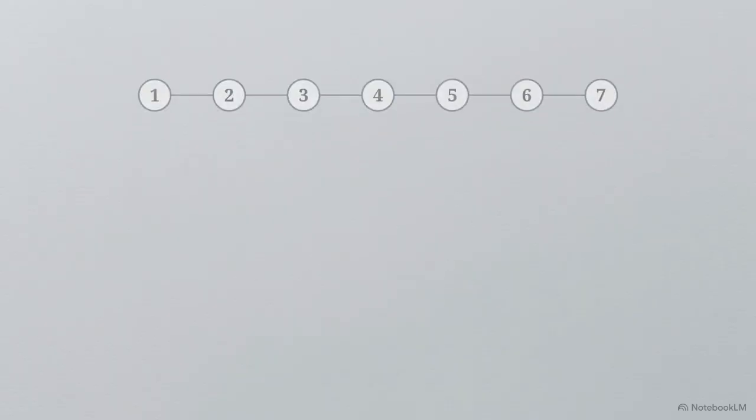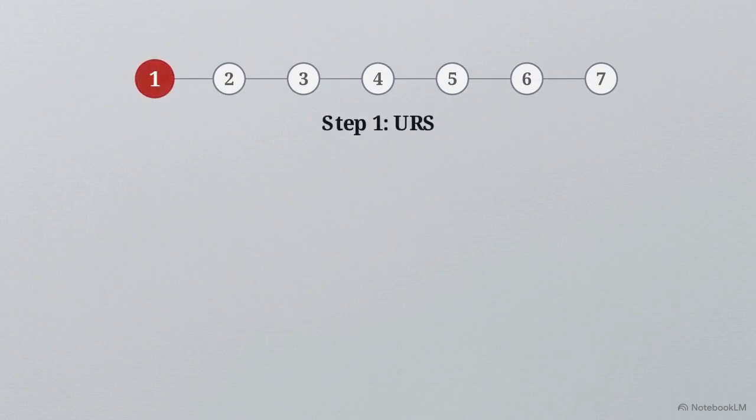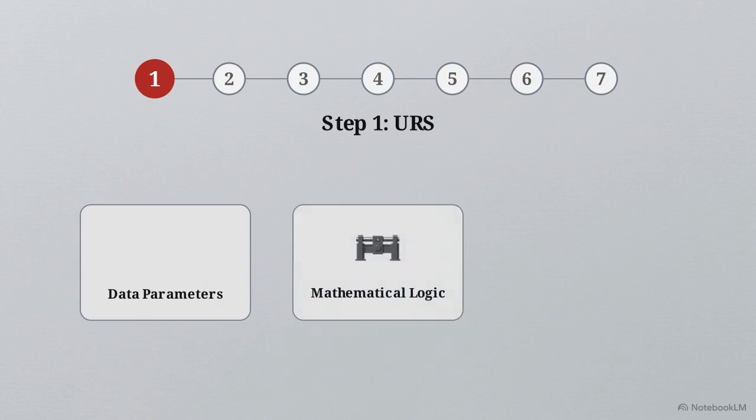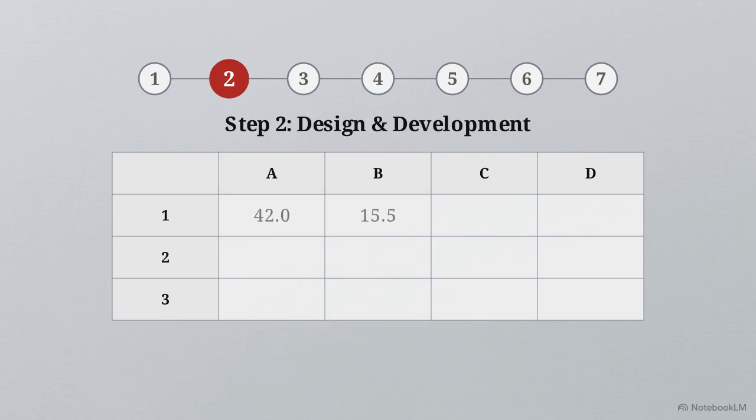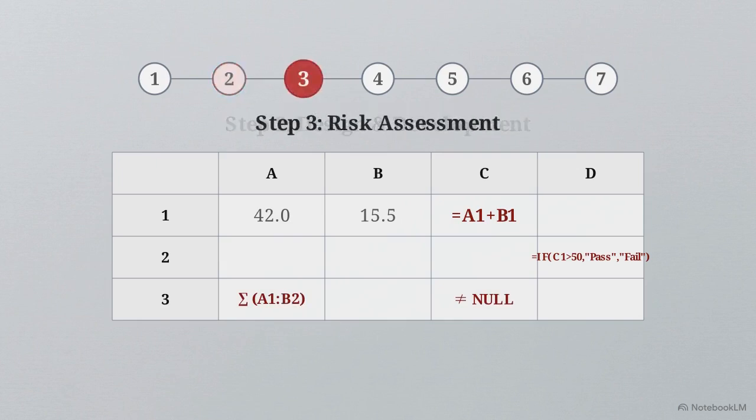Here we have an animated diagram breaking down the 7-step validation pipeline. It starts with Step 1, the user requirement specification. This phase precisely defines the expected data inputs, specific calculation rules, and required outputs for the document. With the rules set, we move to Step 2, design and development. This lays out the actual mathematical architecture, building complex formulas, macros, and conditional logic directly into the spreadsheet's framework.